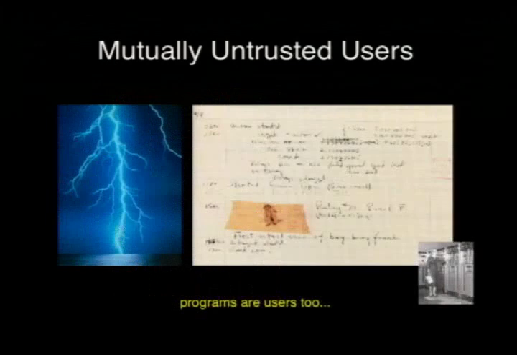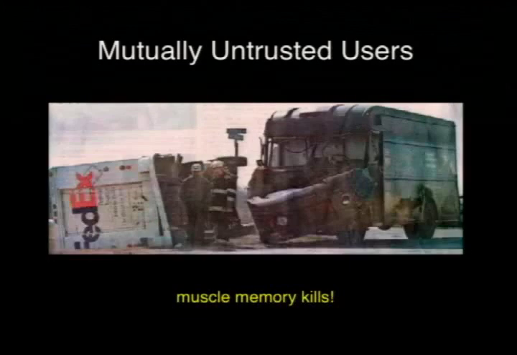And programs are mutually untrusted users too. Bugs, things blow up. And some of the worst mutually untrusted users are professional sysadmins. Muscle memory kills. We all know this. We make the worst mistakes and the most mistakes because we're doing this all the time.